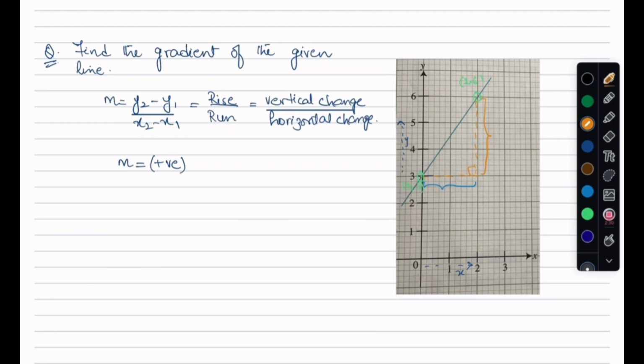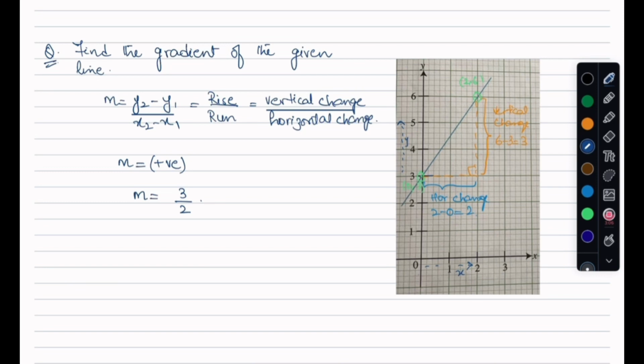So the vertical change in this case is going to be 6 minus 3, which is equal to 3, and the horizontal change is going to be 2 minus 0, which is equal to 2. So I can very easily give the gradient, and I can say that the gradient for this line is equal to 3 divided by 2.